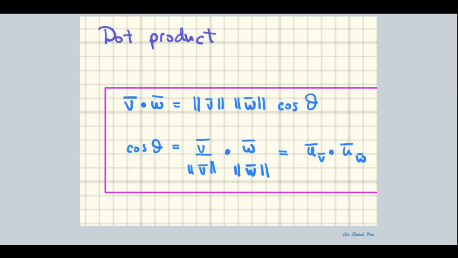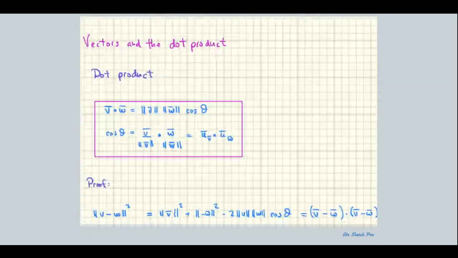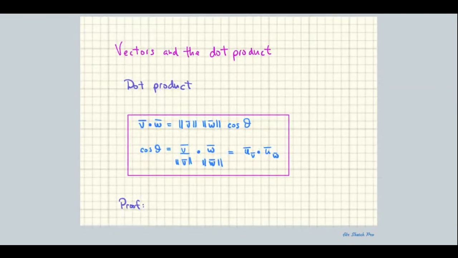What's the cosine of 90? Yes. If I take 0 times anything, what do I get? 0. If I take 0 times anything, I get 0 as well, right? So here is one of the first things that you know about the dot product from this formula, as soon as we have identified this formula.